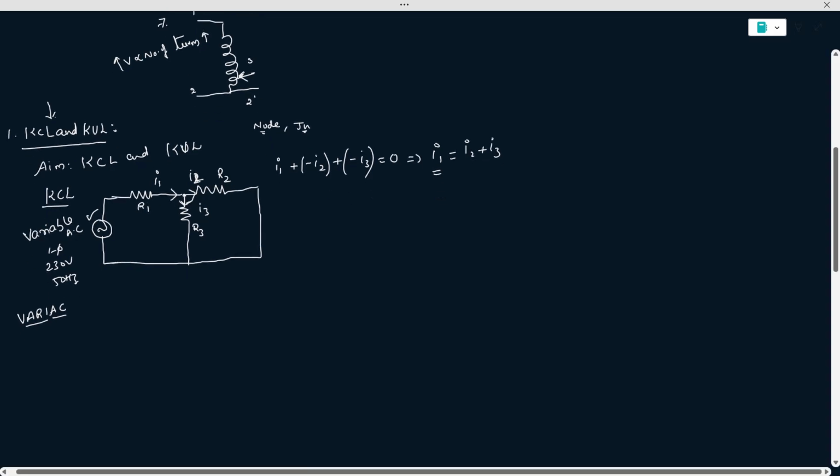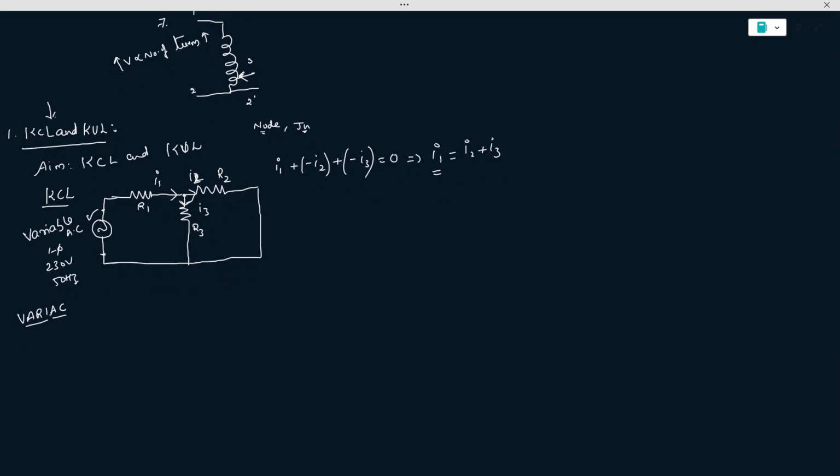So how could I replace this source with a symbol? That is with a variable source, also called a single phase auto transformer. The single phase auto transformer symbol is like this. This is the input terminal, that is the single phase 230 volts AC supply. These are the input terminals and these are the output terminals.